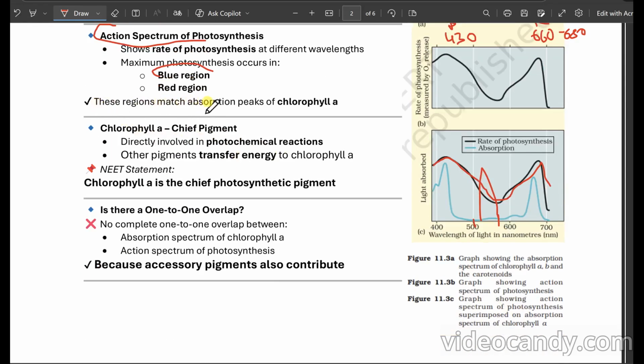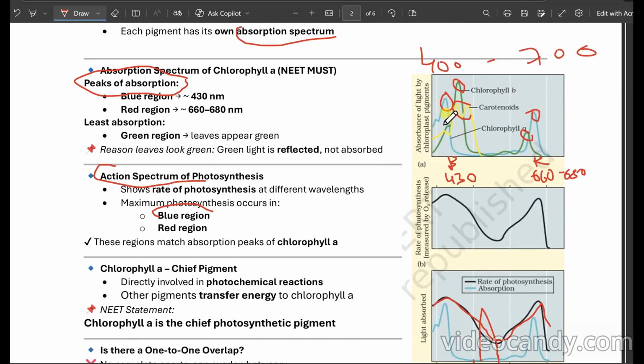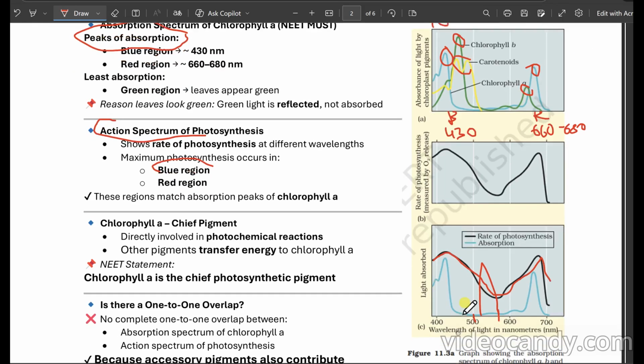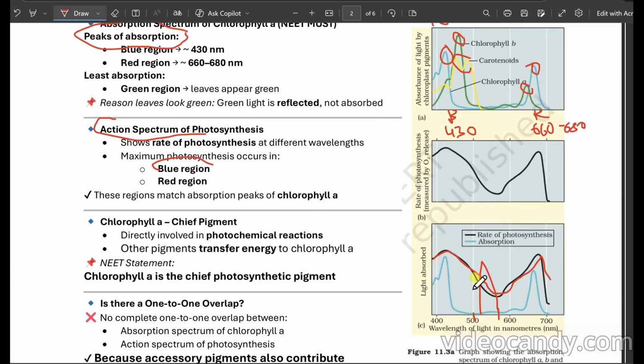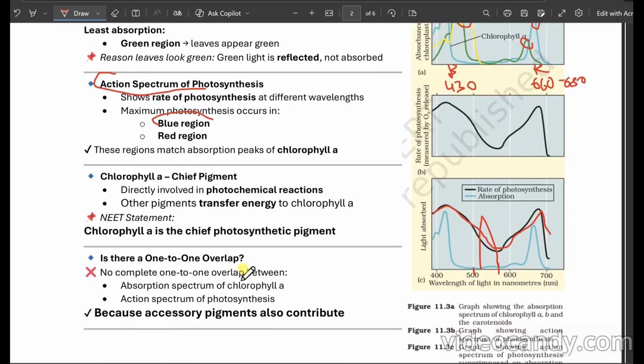So these regions match the absorption peaks of chlorophyll A. Chlorophyll A का absorption peak को मैच होता है. देखो chlorophyll A इधर है और ये absorption spectrum है. That's the rate of photosynthesis measured by O2 release. Photosynthesis जब भी होता है O2 release होता है, उसके according photosynthesis को measure किया जाता है कितना O2 release हो रहा है. तो इसको overlap किया तो देखते हो दोनों peaks इधर match हो रहा है.